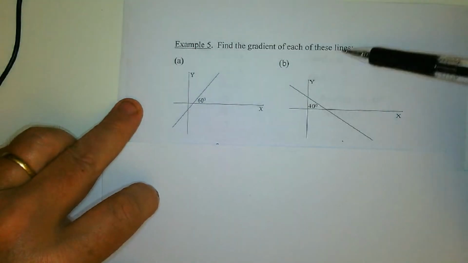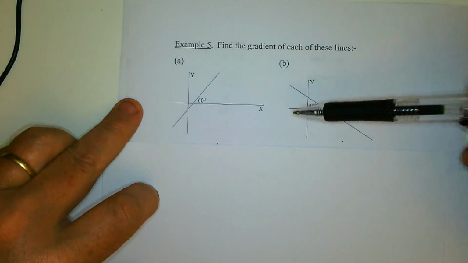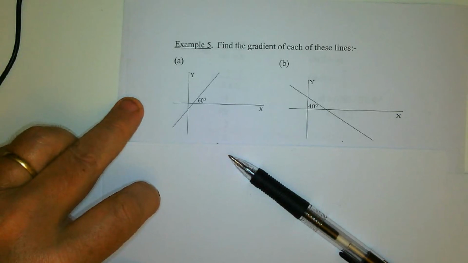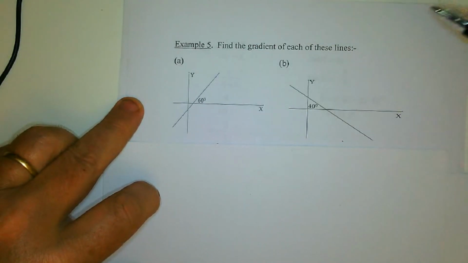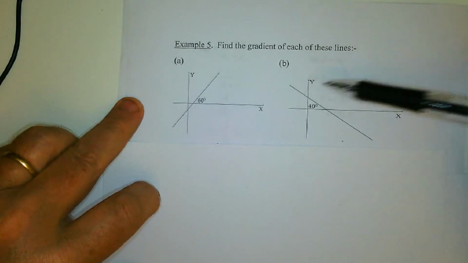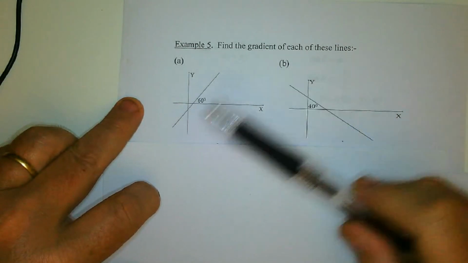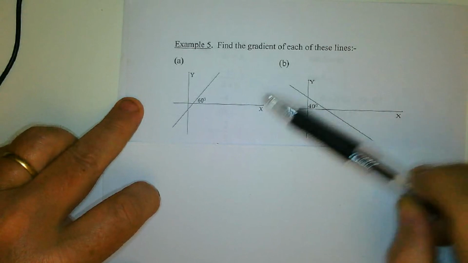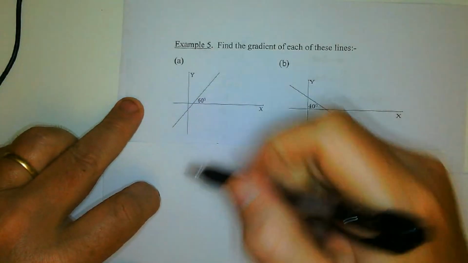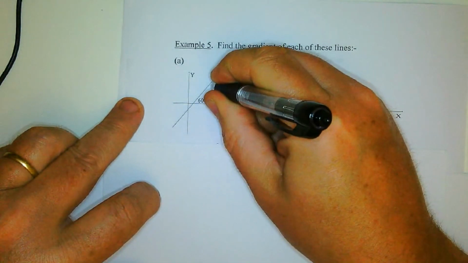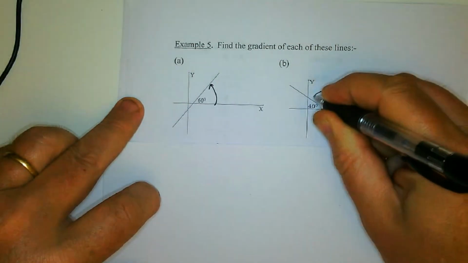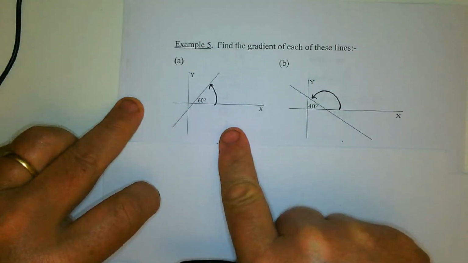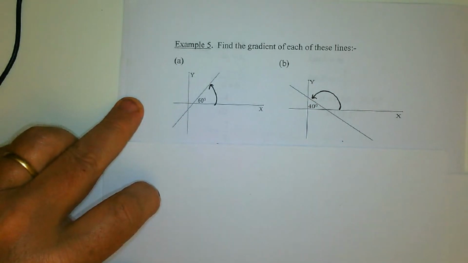Two examples here. Find the gradient of each of these lines. Example 5. Got a positive one and we'll get a negative one, and I'm going to show you how you do both of them. Right, okay. So this one's 60 degrees. Again, like I just did earlier on, we've got this angle here, but more importantly for this one, don't forget it's up here. So this one's the easier one first.